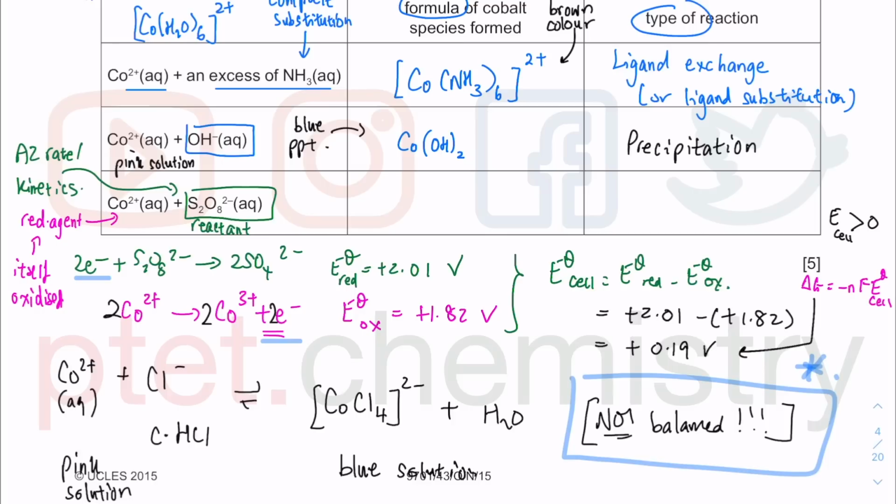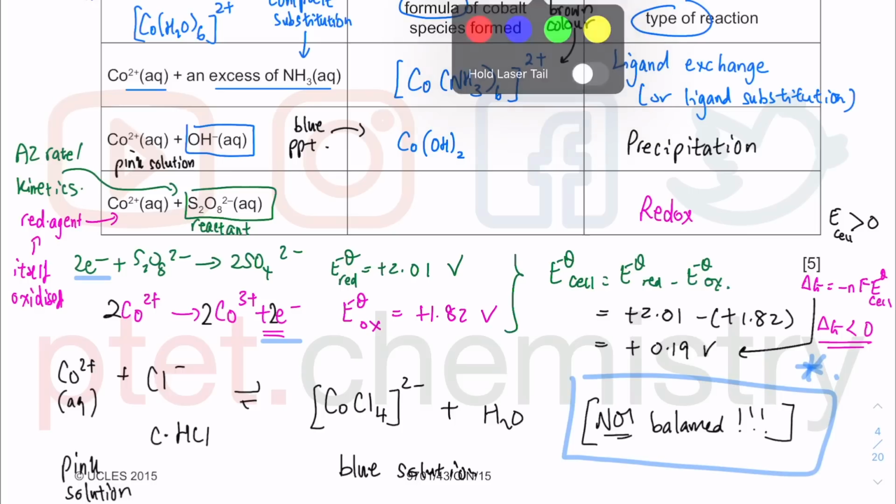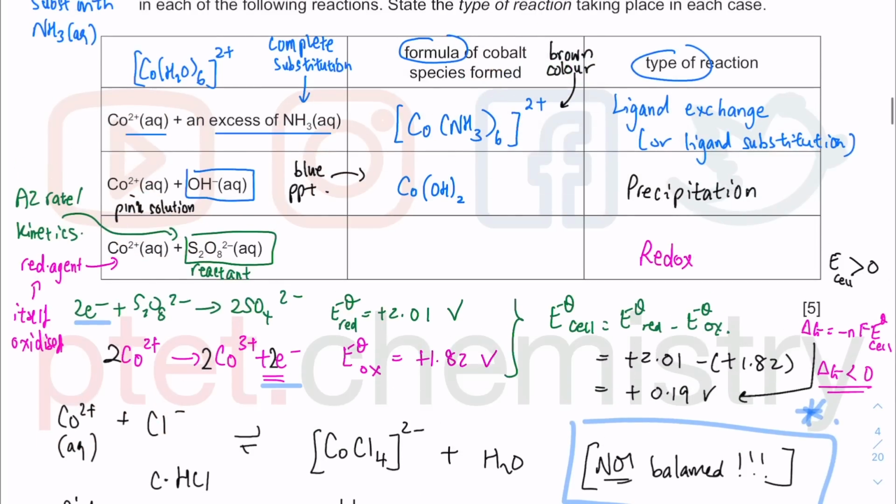So your delta G is going to be less than 0. And when delta G is less than 0, as stated in the A2 energetics, advanced energetics, this also indicates the reaction is feasible and spontaneous. So this reaction is feasible, which means, what is the formula of the cobalt species that we will get?